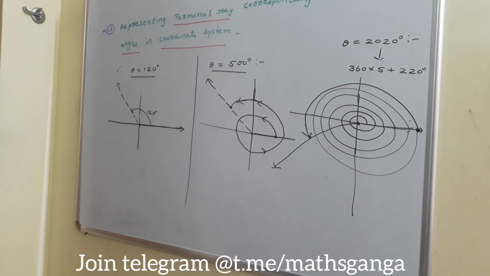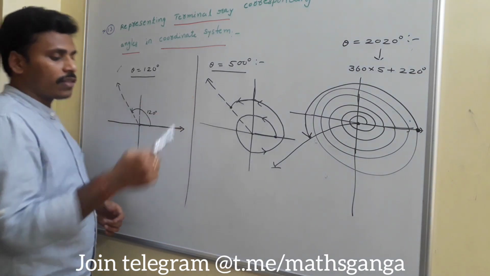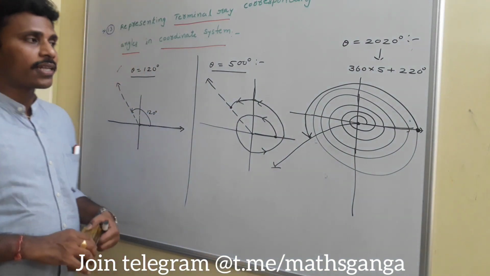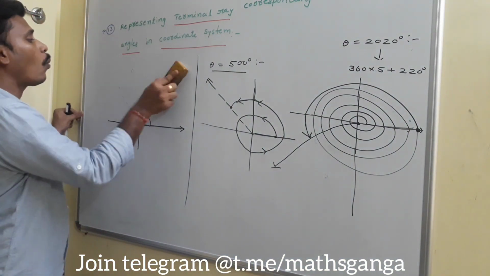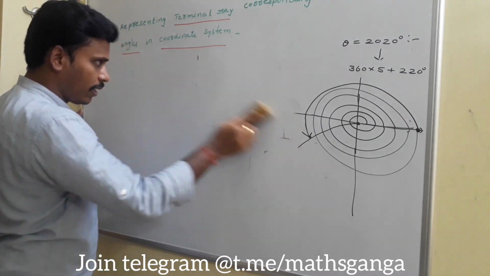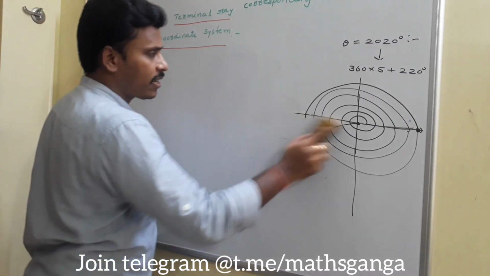Look at this on the board. Since we are moving in the anti-clockwise direction, these are the representations for the angles. Suppose you rotate the positive direction of the x-axis in the clockwise direction, what will happen? Is it understood for you?